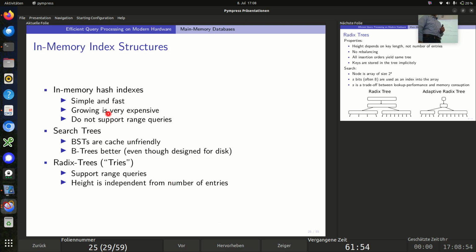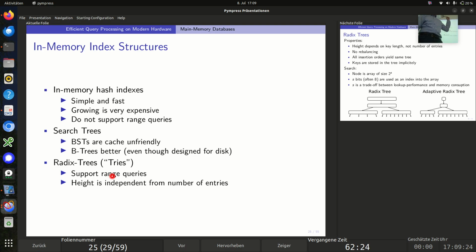There are three possibilities. The first one, in-memory hash indexes: simple and fast, but growing is very expensive, and they do not support range queries, it's just a point lookup. The traditional idea was B trees, but they are designed for disk. Now the idea is radix trees. Who has heard about radix trees so far? No?